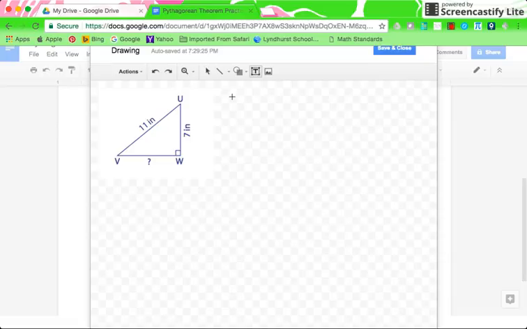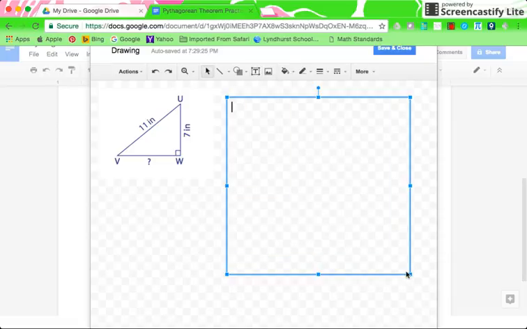So again, let me insert a text box. And first things first, let's define our variables. A equals, that's our question mark, so I'm going to represent that as X. B equals 7 inches. And C, my hypotenuse, right on the slant, is 11 inches. Now, as always, we're going to rewrite our equation. Stay nice, neat, and organized. You should all be doing this in your notebook if you would like.